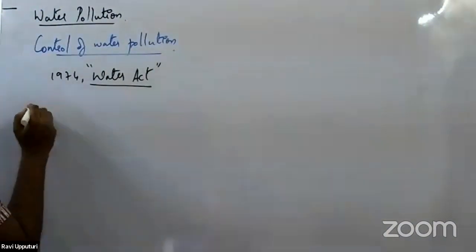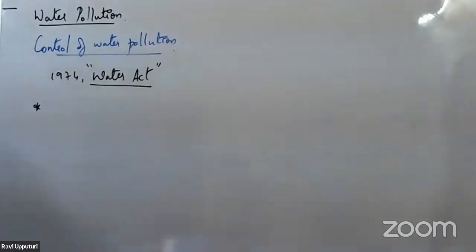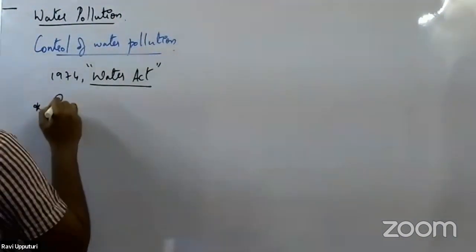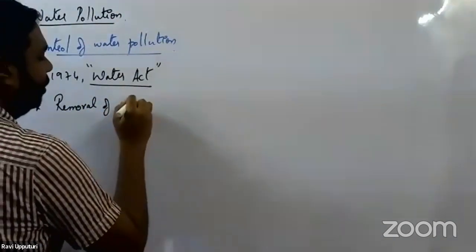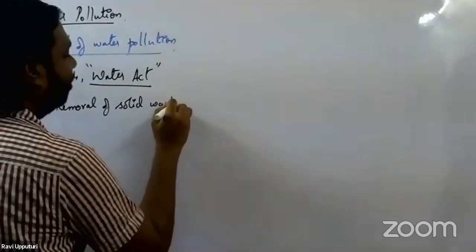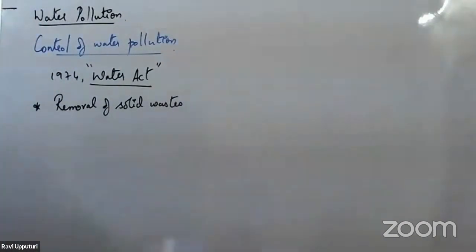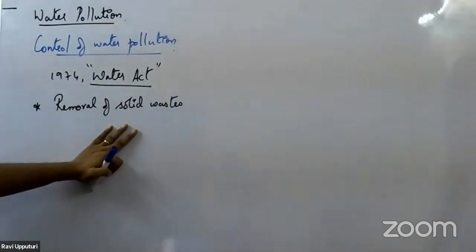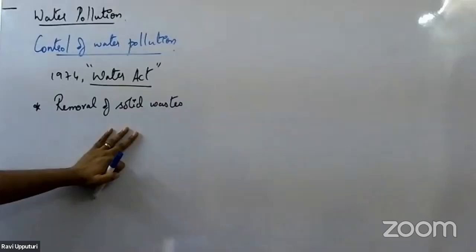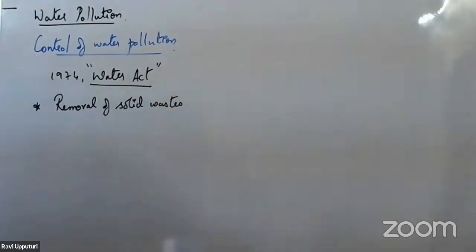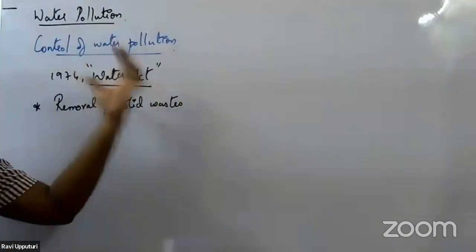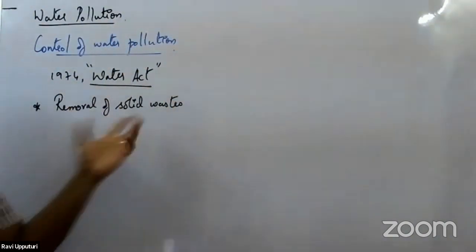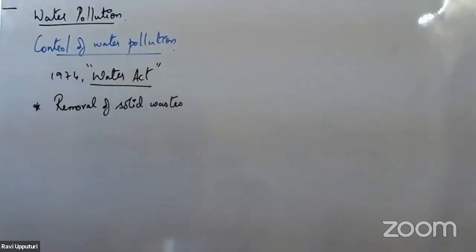Number one, water pollution can be controlled by the removal of solid wastes. We know all the solid waste is formed from the domestic sewage. So before the domestic sewage is directed into the waters, if we are able to remove the solid waste, we can start reducing this water pollution. This is one way we can reduce water pollution.